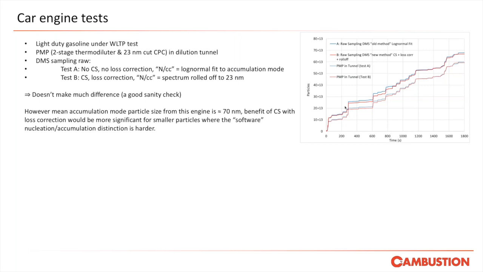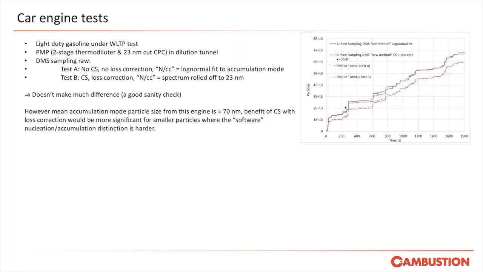You could see the cumulative emissions from the PMP system in the dotted lines. So in the tunnel, we have it in blue, and in both cases in the tunnel, you can see that those lines agree well with each other, which shows the tests are repeatable and our dyno is running as we expect. You can also see a pretty good correlation with what the DMS is doing in absolute number terms as well, bearing in mind the systems are sampling from two completely different locations.